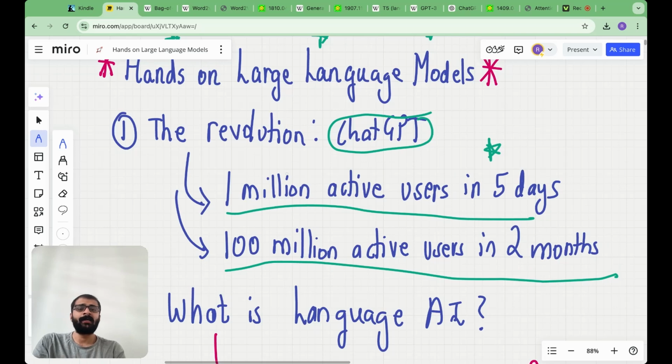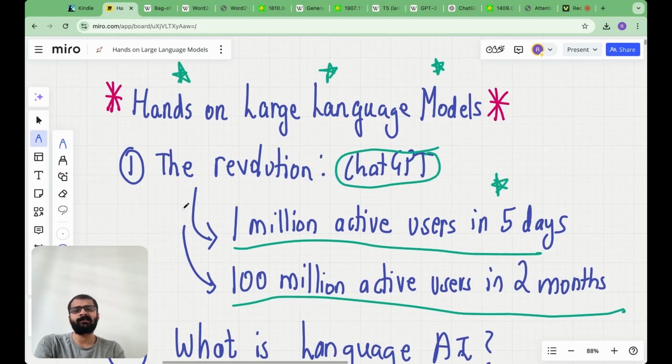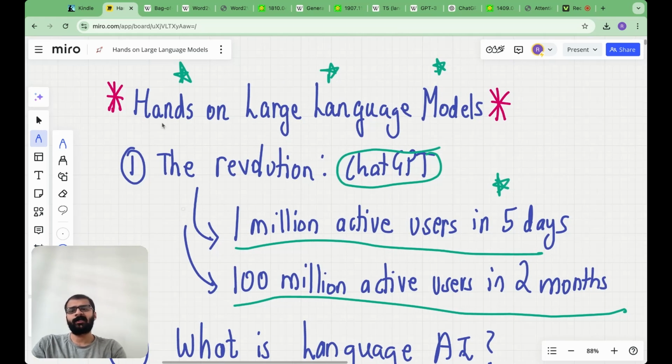Can you imagine? The reason there were so many users is that the value which ChatGPT provided was very high and it was incredibly useful to students, to researchers, to engineers. In fact, without ChatGPT, we would not have been having this lecture in the first place. ChatGPT just completely changed everything around us.